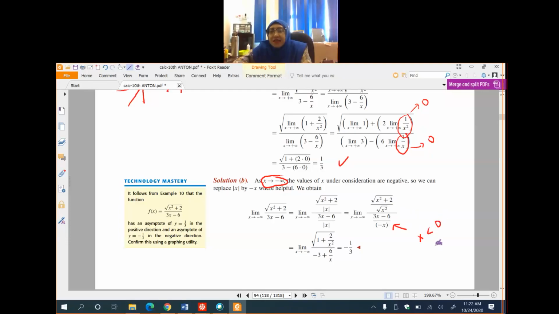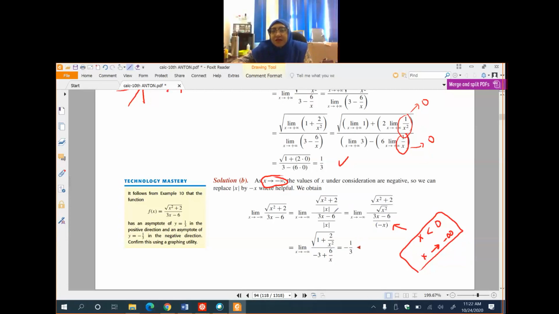It is for x tends to negative infinity. Okay, so you have to write negative x here, and then you do the mathematical manipulation here, and you get negative 1/3. Okay, instead of positive, you somehow got negative. Okay, any questions about this?